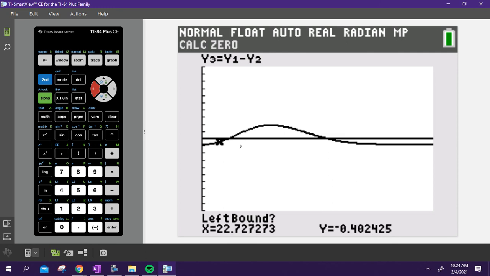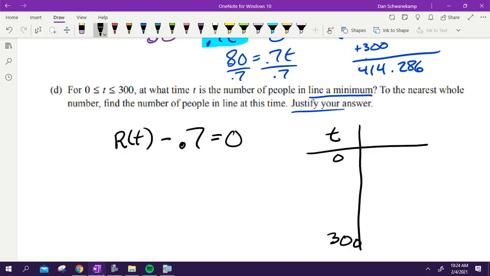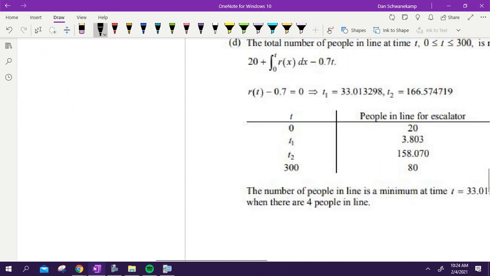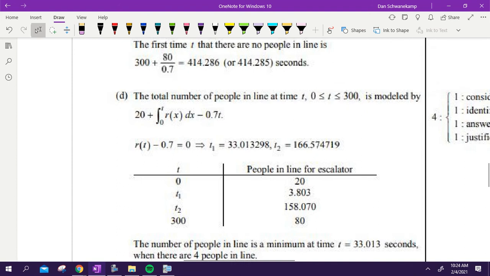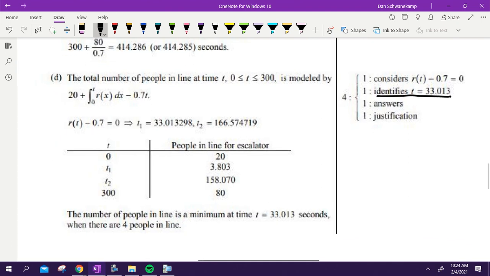So this is the one that I really care about more than anything else. I go to the left, I hit enter. I go to the right, I hit enter again. I hit enter a third time. I want to write down that value, 33.013. That is one of the values that I'm checking. If you look at the answer key here, you have to identify that one. So I always tell you to identify both of them, but you technically need to identify that first one. We would keep plugging in. I ran out of time, but there's my answer.